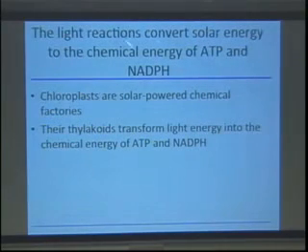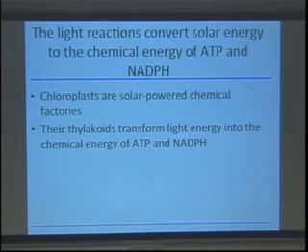So the light reactions convert solar energy to the chemical energy of ATP and NADPH. And so really we can think about chloroplasts as being solar-powered chemical factories, right? Their thylakoid membranes are transforming light energy into the chemical energy of ATP and NADPH. So they're harvesting some of that energy in a form that can then be used for synthesizing more complex molecules. We can't have one without the other inside of these cells.